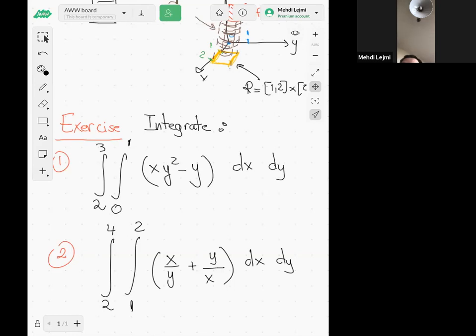So again, guys, this double integral is supposed to be sort of a review. But please let me know if I'm going too fast, because again, it's supposed to be a review. If I'm going very fast, just let me know so I can slow down a little bit, right?